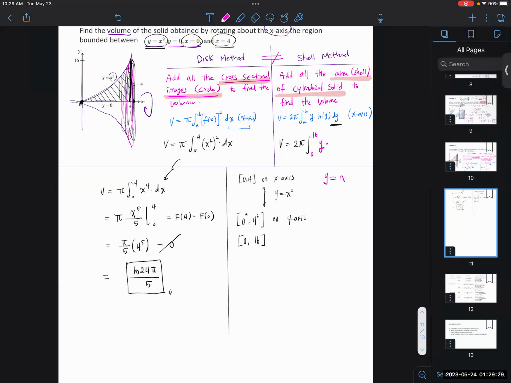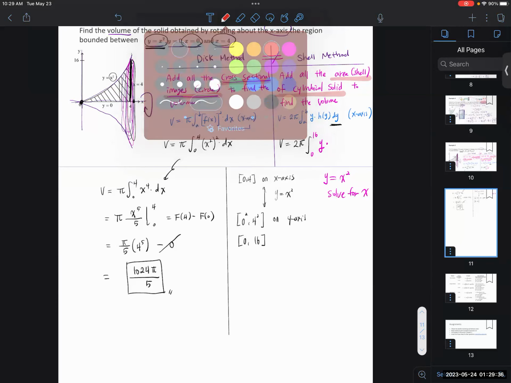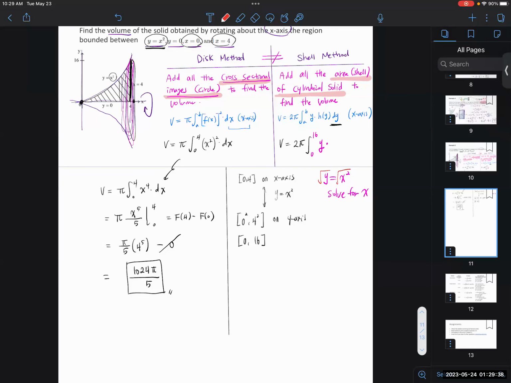Y equals x squared. We're going to solve for x. If you put the radical on both sides, you will get radical y equals x, because they cancel. So that means f of y will be radical y. Are you okay with that? So that's going to be your f of y, or h of y, your new function with respect to the y variable.